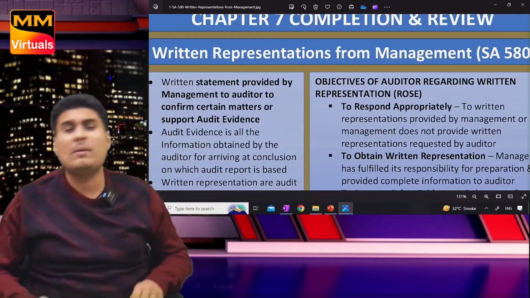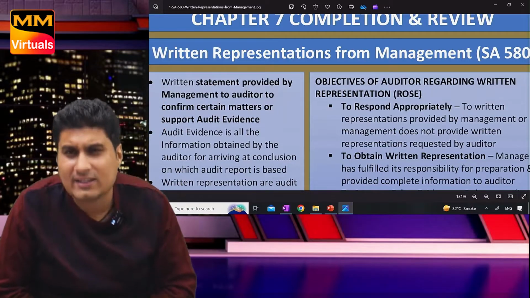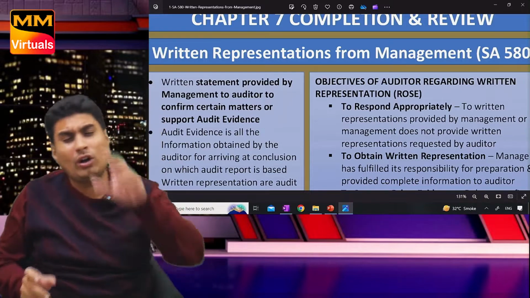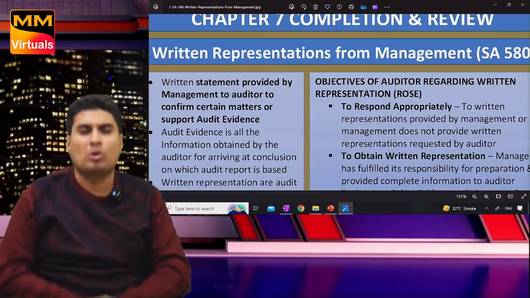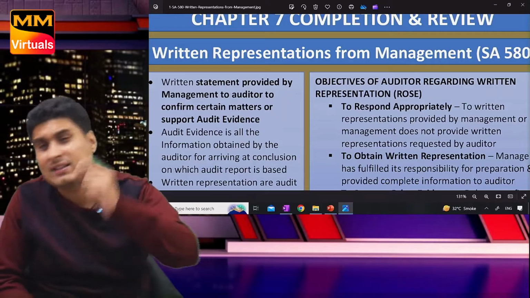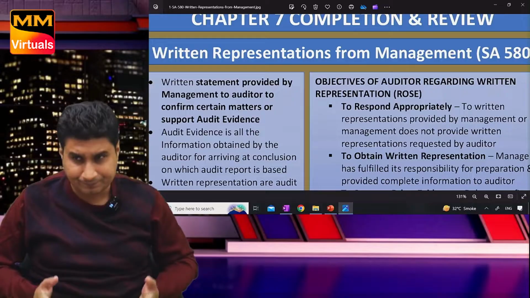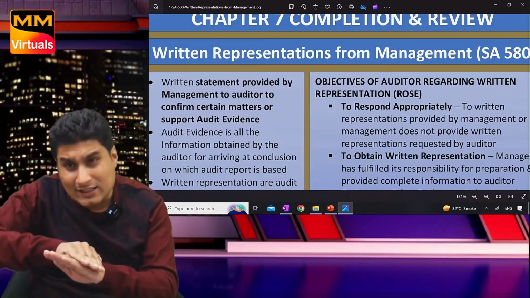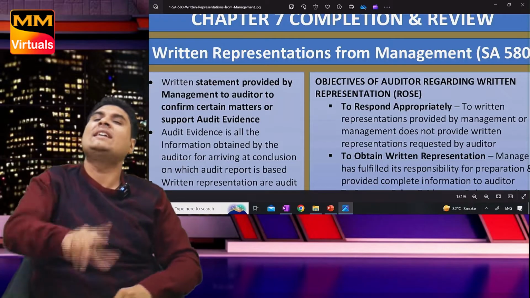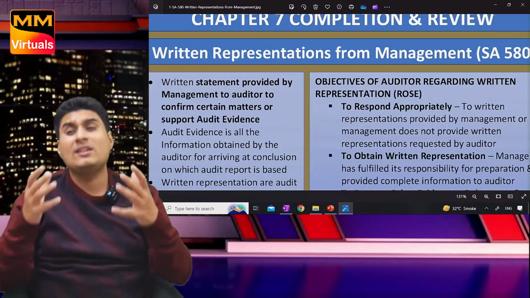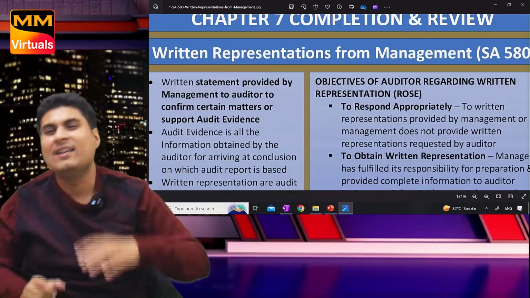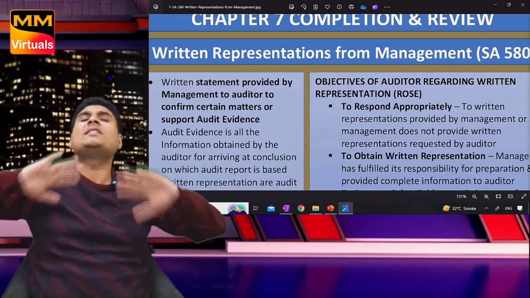Always remember why this is a nice standard. Why? Written representations come in original form, and they always say original is better than photocopy. Number 2, they are given by those who are responsible for preparation and presentation of financial statements. So they are coming from authorized people, and it's directly coming to the auditor, so it's more reliable than coming indirectly. Third, it is in original form. Fourth, these are written, and written is always more reliable than oral. So these are a few reasons that written representation is very good.